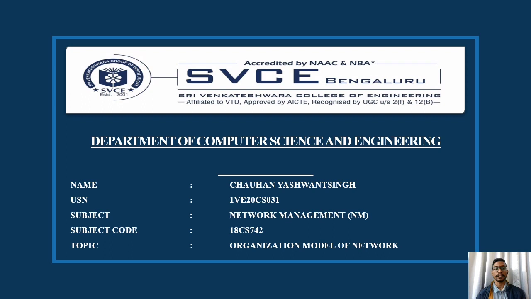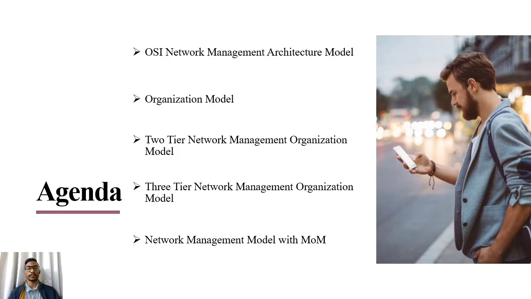Today's topic is the organization model of network, which is related to the subject Network Management, subject code 18CS742. Today's agenda is the OSI network management architecture model, the organization model. Then we will discuss the two-tier network management organization model, the three-tier network management organization model, and the network management model with MOM.